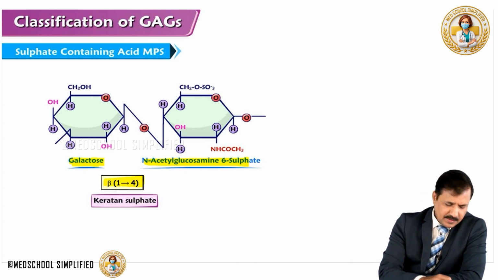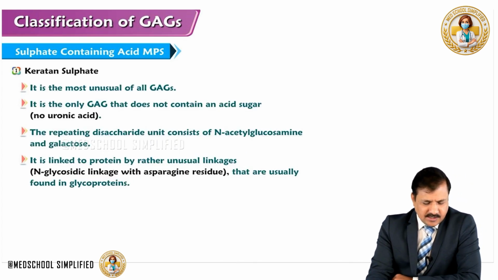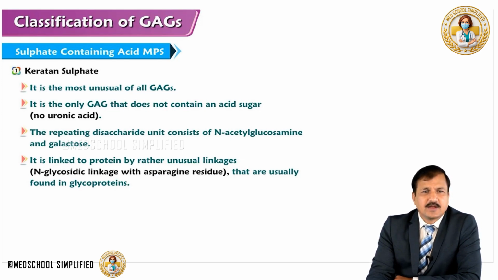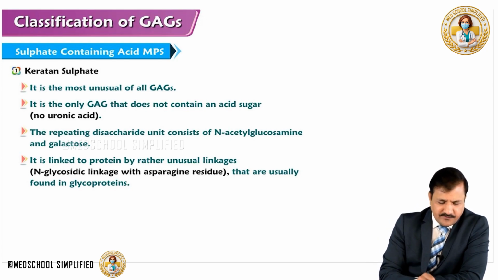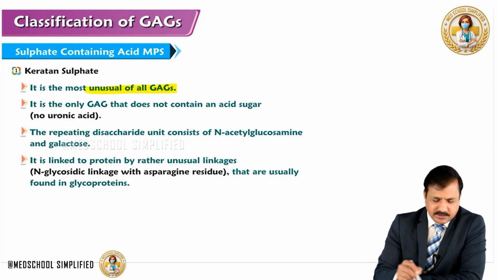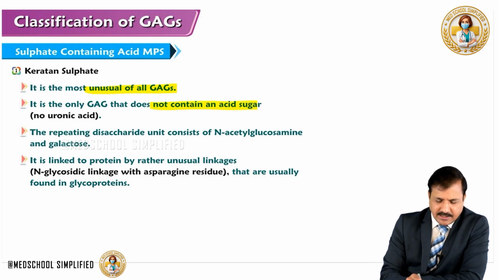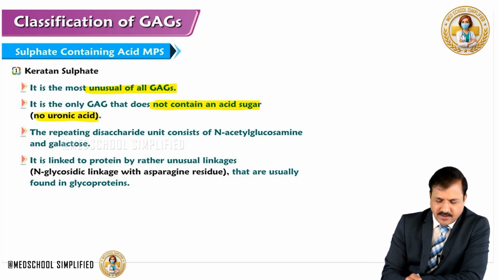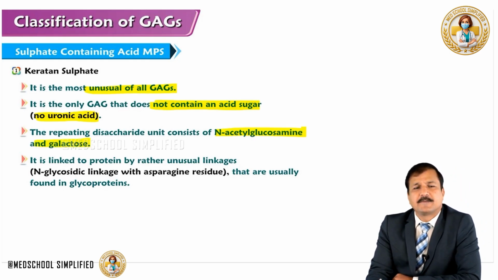Some of the characteristics of keratan sulfate here, next slide. It is the most unusual of all glycosaminoglycans. It is the only glycosaminoglycan that does not contain an acid sugar because there is no uronic acid there. And the repeating disaccharide unit consists of N-acetyl glucosamine and galactose, remember that.